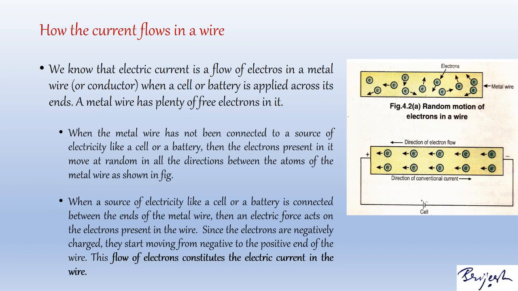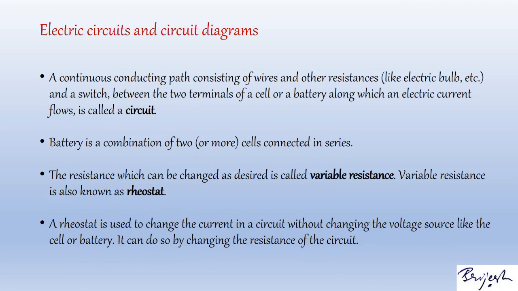Electric circuits and circuit diagrams. A continuous conducting path consisting of wires and other resistances like electric bulb, etc., and a switch between the two terminals of cell or a battery along which an electric current flows is called a circuit. The battery is a combination of two or more cells connected in series. The resistance, which can be changed as desired, is called variable resistance. Variable resistance is also known as rheostat.